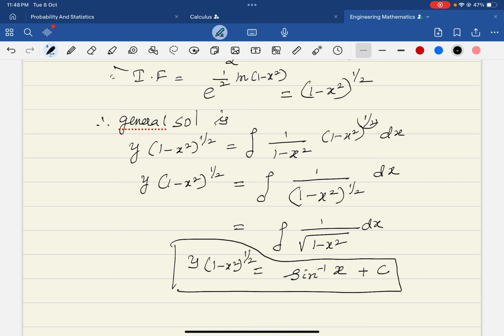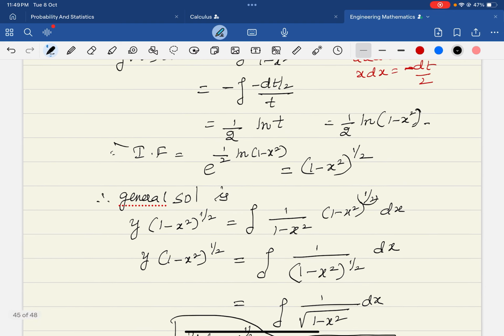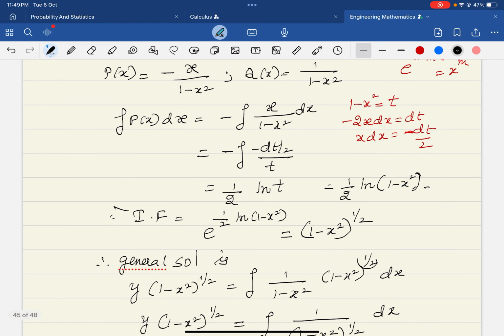In this lecture I have explained what is meant by the linear differential equation, what is the standard form, and what are the steps involved to get the solution. All this we have done, and nearly 6 problems we have completed. So I hope you have got the idea how to solve the linear differential equations.